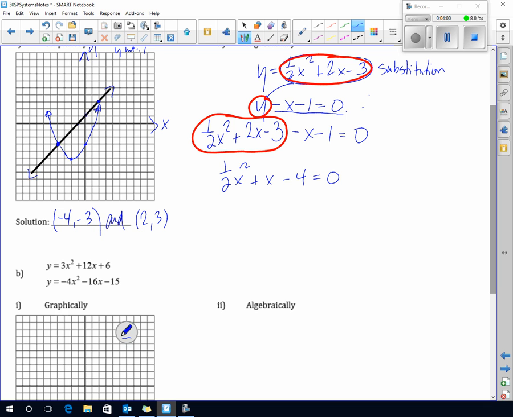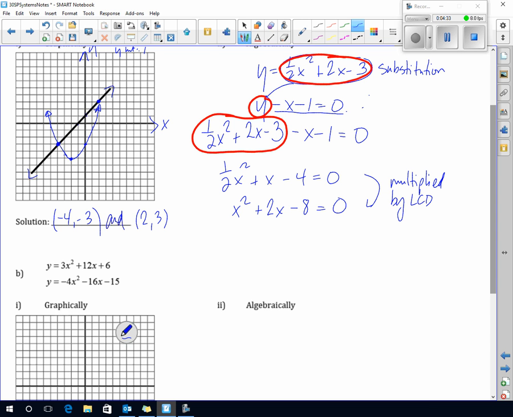So if I multiply this by 2, I get x squared. If I multiply this by 2, I get 2x. If I multiply this by 2, I get 8. And if I multiply 0 by 2, I get 0 still. Does everybody see what I did? I multiplied by LCD. We used to call it the magic multiplier, coined by a colleague of ours. Multiplied by LCD to get rid of fraction.